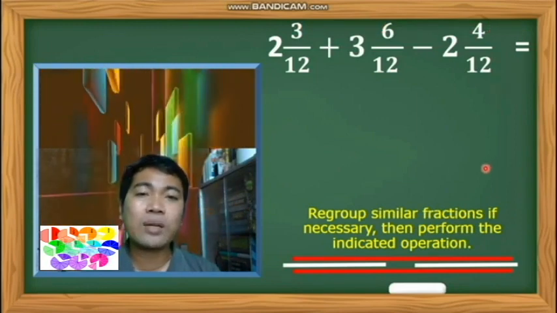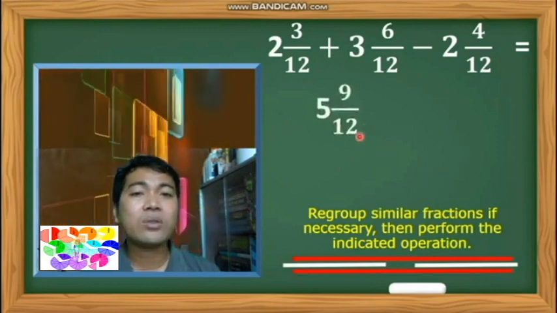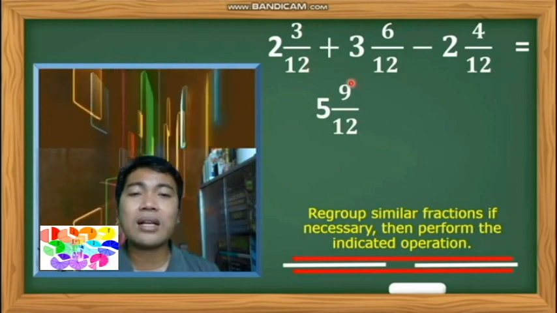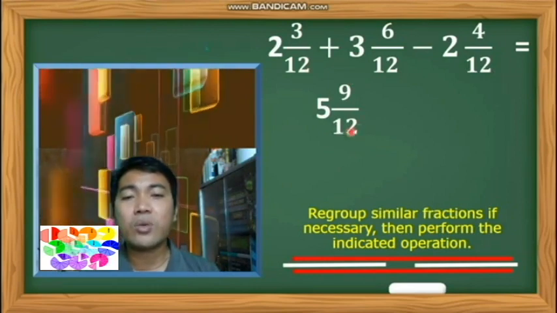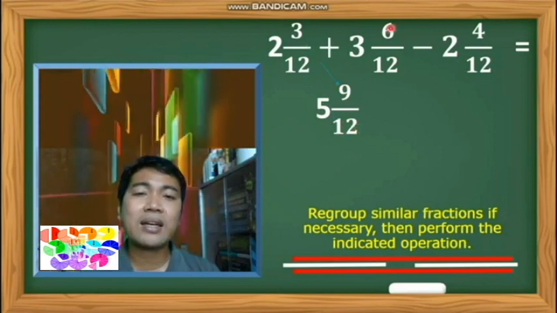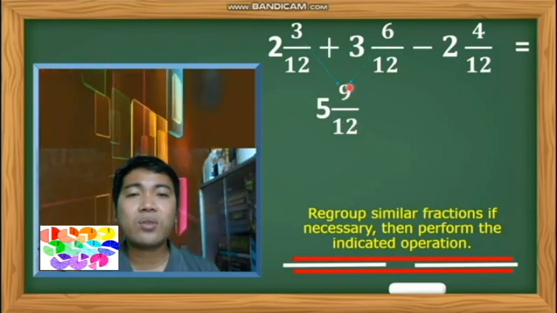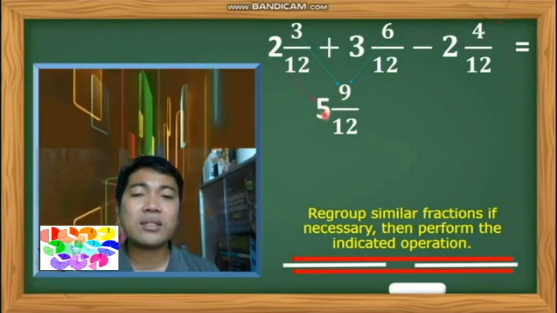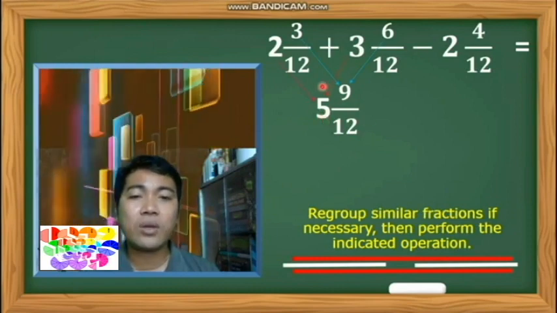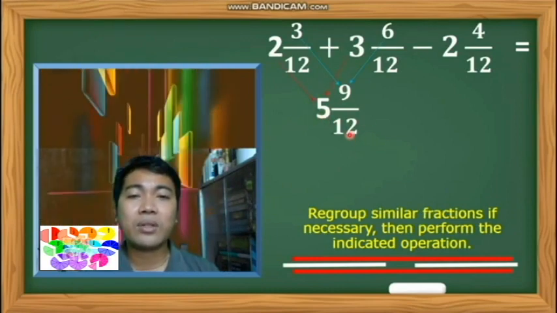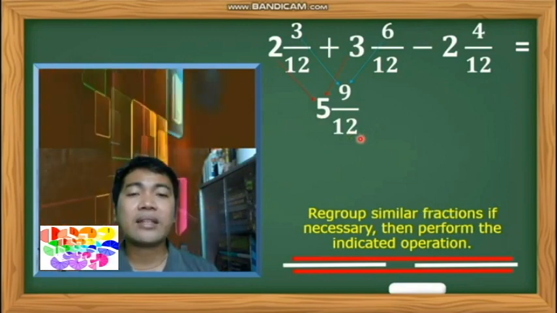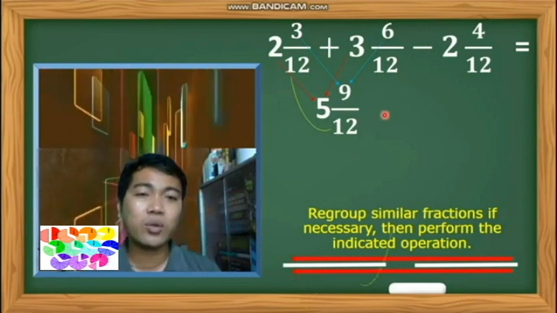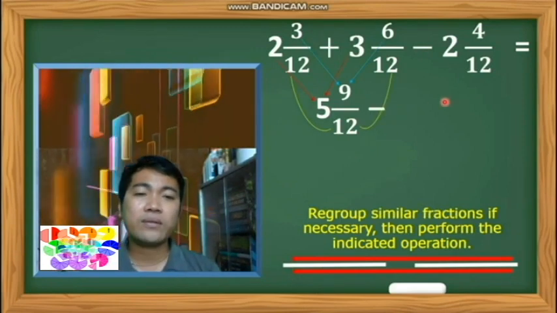So first we have to add these two fractions. Ilagay muna natin ang denominator, which is 12. So 3 plus 6 is 9. Then 2 plus 3, the whole number, is 5. Now, the new fraction is 5 and 9 over 12. Kopyahin natin ang common denominator, 12. Alright? So, 5 and 9 over 12, minus the third fraction, which is 2 and 4 over 12.